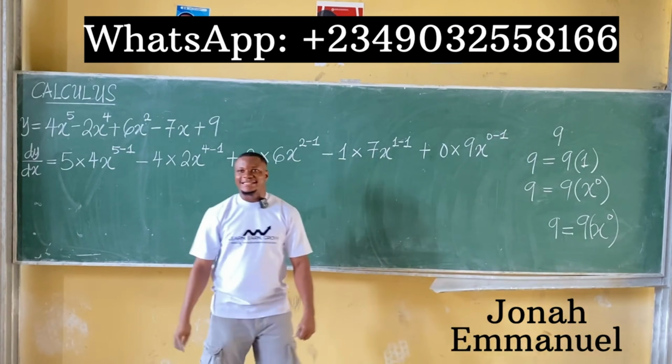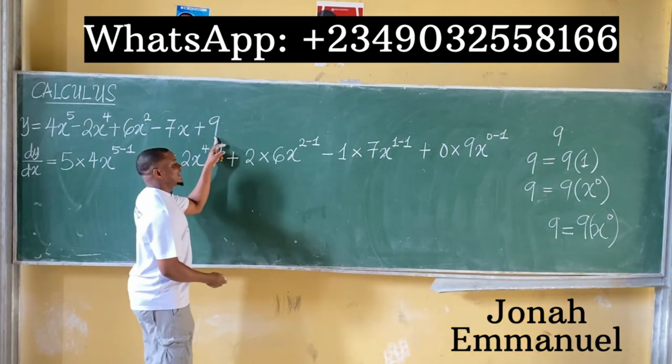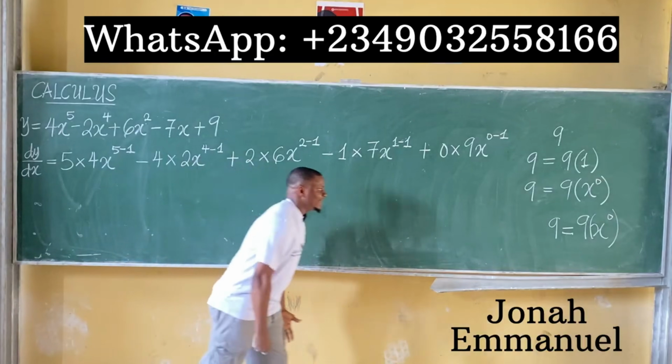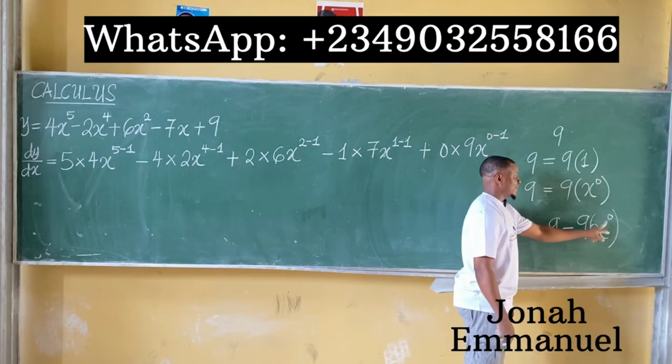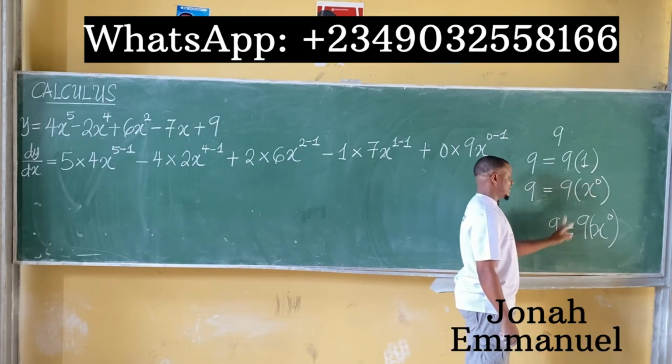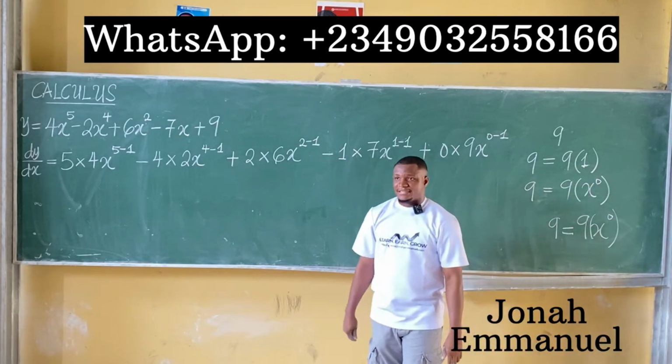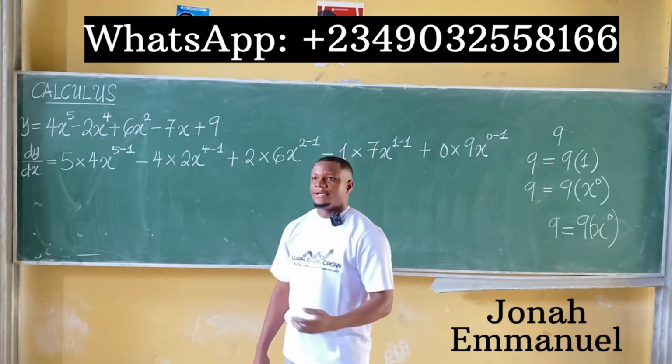Please get these things right. When you have 9 standing alone, 9 is the same thing as 9x to the power 0. Because x to the power 0 gives you 1, and 1 times 9 is 9. So yes, there's actually an x there. The power is 0. That's it.